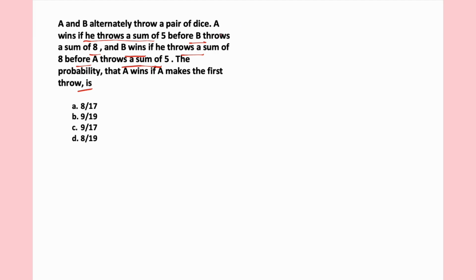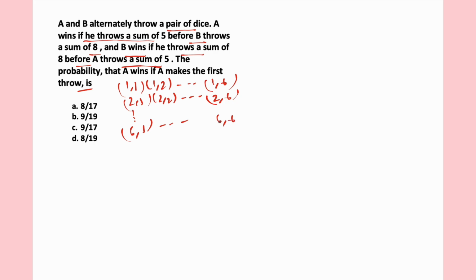First, we will try to calculate the probability of A winning and the probability of B winning. So basically A and B are throwing a pair of dice. What are the outcomes when you throw a pair of dice? We can get 1 1, 1 2, up to 1 6, or 2 1, 2 2, up to 2 6, and so on up to 6 1, up to 6 6. So basically there are 36 outcomes that can occur when a pair of dice is thrown.